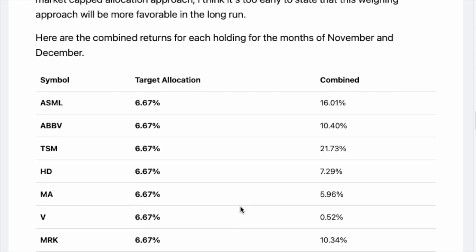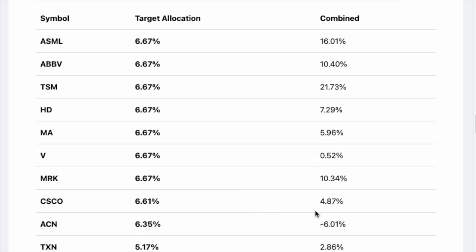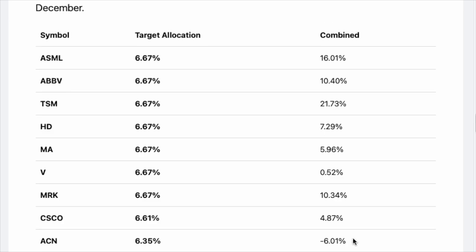If I scroll further down to look at positions 8, 9, and 10, we can see a pretty modest gain from Cisco, up 4.87%, a pretty poor showing from Accenture that is down 6.01%, and a modest gain from Texas Instruments, up 2.86%. Accenture has been the worst stock in this portfolio thus far, because it started with a pretty hefty allocation of 6.35%, and it's down 6.01% thus far. It's not the biggest loser in the portfolio, but it has the biggest impact from all the losers.